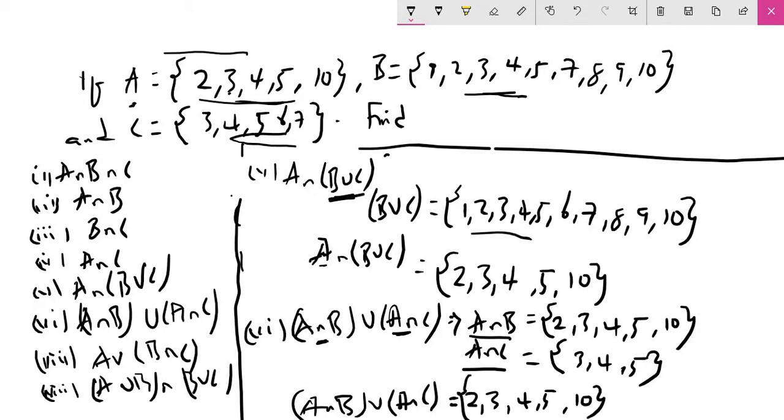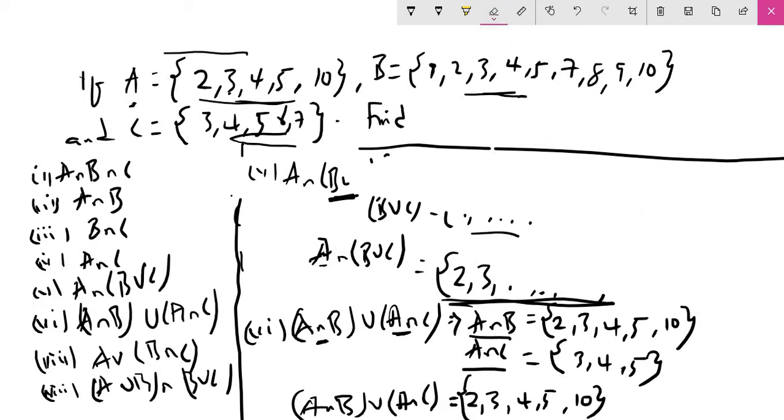Now, this is actually the answer. Now you'll see that this is the same as the previous answer. This, by the way, demonstrates a property known as the distributive property of intersection over union. So let me free up some space and explain it a little better so you can understand.